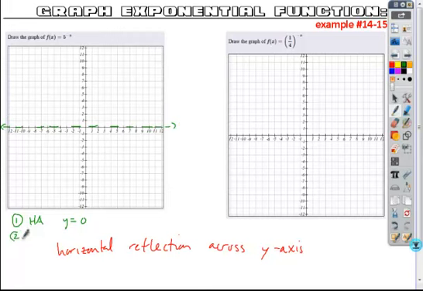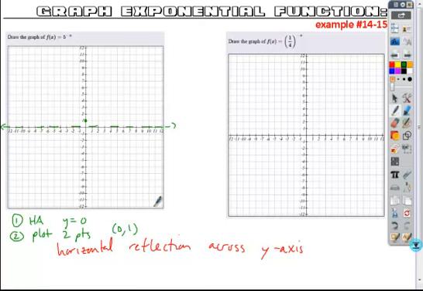And then when you find your 2 points, the first point you're going to plot is, again, the value of x that gives you a 0 in your power, so that's going to be 0. When x is 0, what's our output going to be? Just 1. So here's our first point. And then we can find our second point by either moving to the right or to the left.